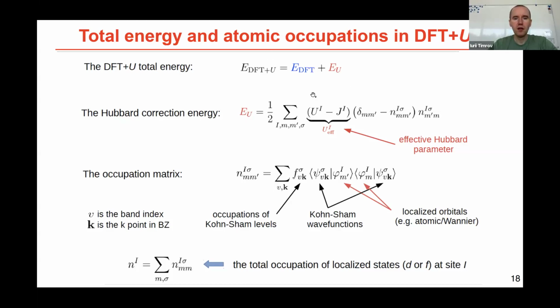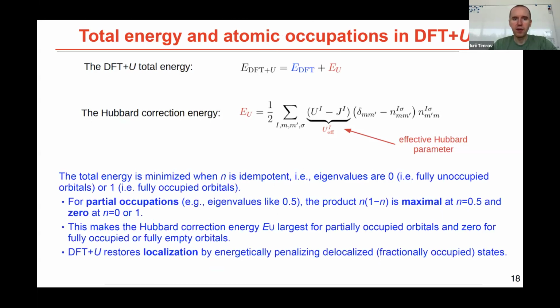If not, let's try to understand a little better how it works. This blue text explains what this energy correction, the Hubbard energy correction, actually does. The total energy is minimized when n is idempotent, that is to say, the eigenvalues are 0 or 1. Okay, so why is occupation important in magnetic materials?